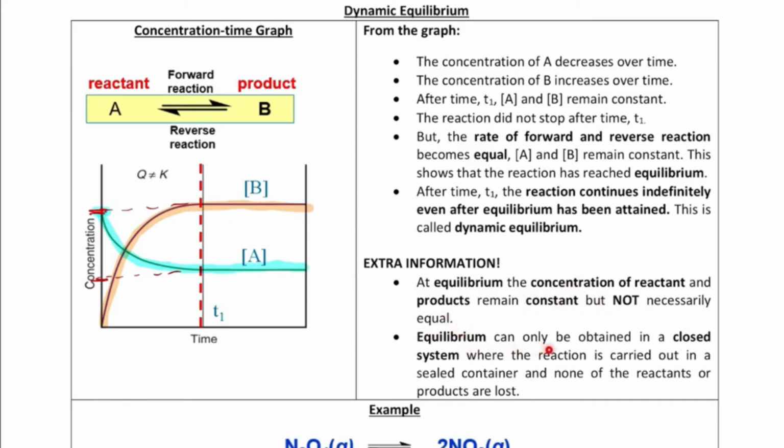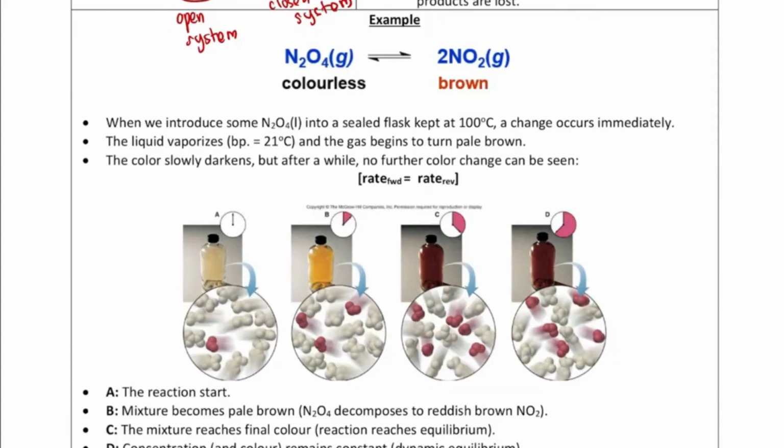Okay, so equilibrium can only be obtained in a closed system where the reaction is carried out in a sealed container and none of the reactant or product are lost. Okay, so dalam example ni, N2O4 bertukar jadi NO2. Okay, so N2O4 colourless and NO2 is brown colour lah.